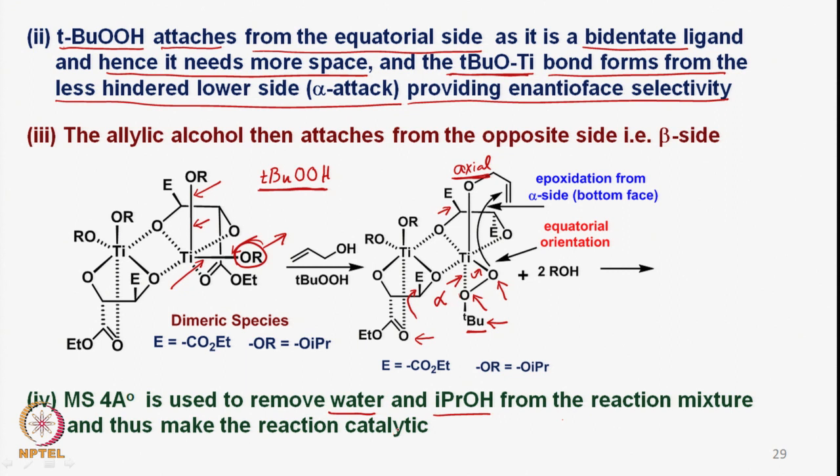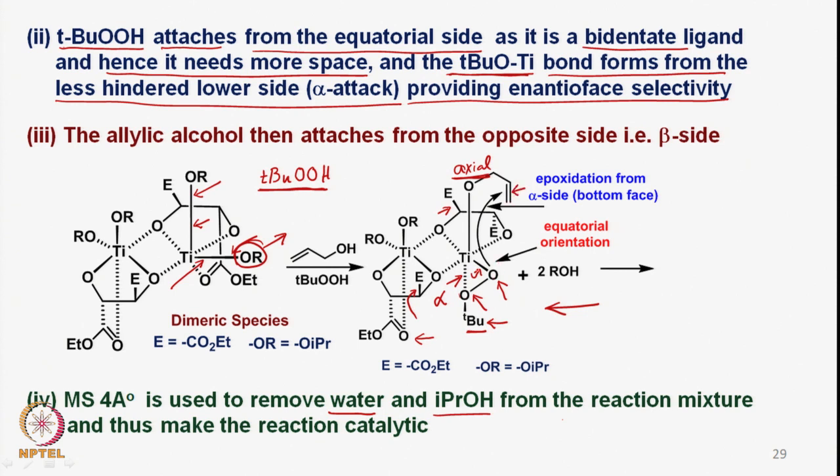So once we have decided that the attachment of the tertiary butyl hydroperoxide and the allylic alcohol takes place in such a fashion that the chirality, or the absolute configuration or orientation, of the L plus DET in this particular case decides from which direction the titanium O tertiary butyl bond is formed, and accordingly the allylic alcohol comes from the opposite side. So once the allylic alcohol has attached from the axial side, as you can see now, the epoxidation onto this double bond takes place from the lower side.